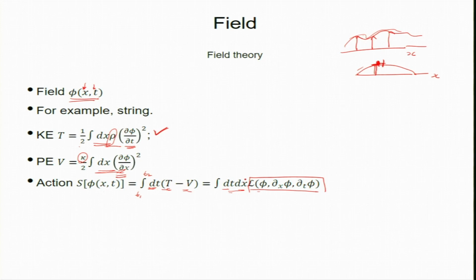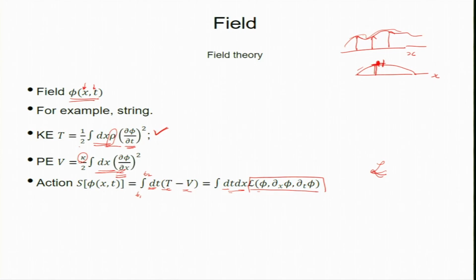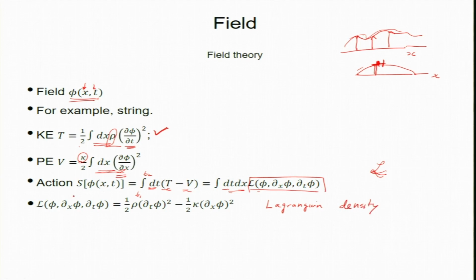In particle dynamics we had only the integral dt. Now, we have dt dx in 1D, but in 3D it is going to be dx dy dz. So, in 3D we will have a 4 dimensional integral, dt and 3 space dimensions, and this L, math L or curly L, is called the Lagrangian density. Okay, it is called Lagrangian density. And the integral of t minus v dx is the Lagrangian.